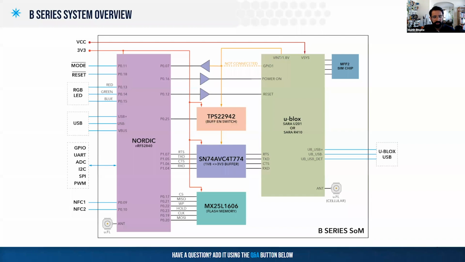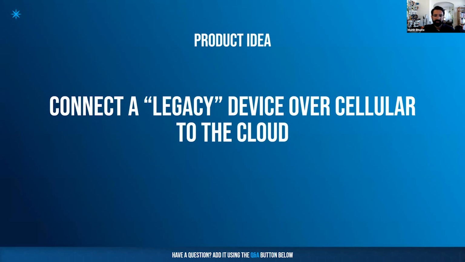We'll walk you through how the selection process will go, but this particular module just needs power and antenna to function. So as long as you are able to provide the VCC 3V3, this module is good to go. But before we start building around it, let's take an example case that we can use to deploy a product. For example, say you have an old legacy device out in the field and you want to bring it online. How would one achieve this with Particle B series?